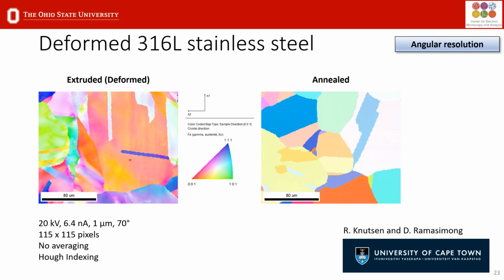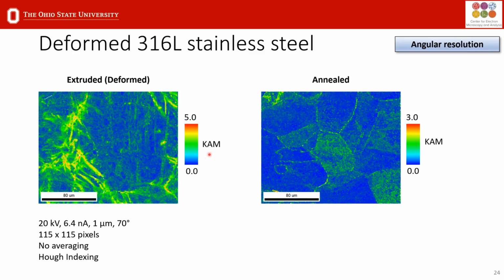So with Hough-based indexing, if we look at the kernel average misorientation map, we can see that there are a lot of noise pixels from the Hough indexing. And even in the annealed sample, where we wouldn't expect to see a lot of misorientations because of the recrystallized grains, we can still see some misorientations, and that's due to the angular resolution limits of the Hough-based indexing.